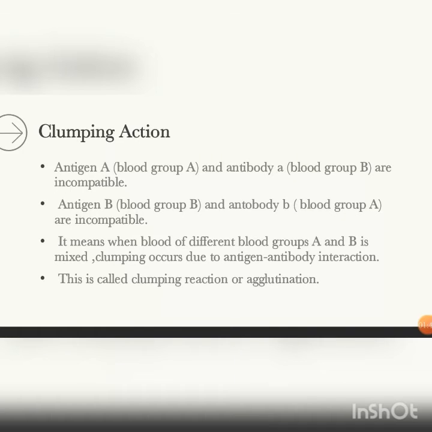Now we are coming to clumping action. Antigen A, that is blood group A, and antibody A, that is blood group B, are incompatible. Similarly, antigen B, that is blood group B, and antibody B, that is blood group A, are incompatible. When blood of different blood groups A and B is mixed, clumping occurs due to antigen-antibody interaction. This is called clumping reaction or agglutination.